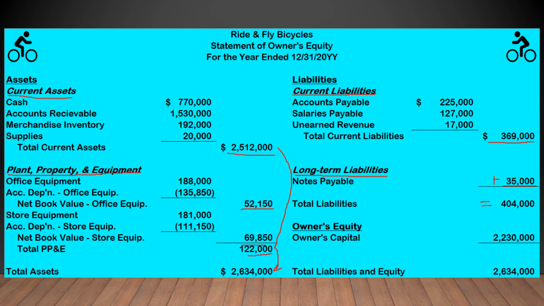Our owner's equity will consist of owner's capital, and we pull this balance from the statement of owner's equity, specifically the ending owner's capital balance. Add our total liabilities to our owner's capital, and we arrive at total liabilities plus equity, which should match total assets.